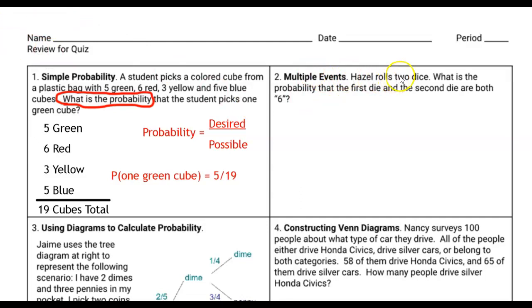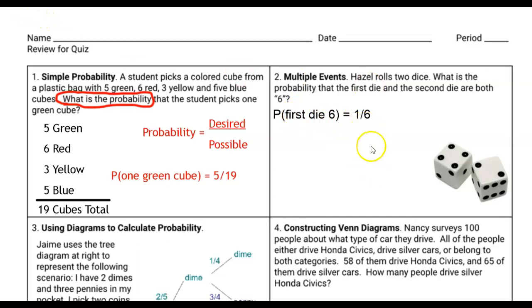All right, for multiple events: Hazel rolls 2 dice. What's the probability that the first die and the second die are both 6? So you know that dice look like this, and there's one 6 on each die. So the probability that the first die lands on a 6 is 1 out of 6. And since the dice are pretty much exactly the same, the probability of the second die being a 6 is also 1 out of 6.